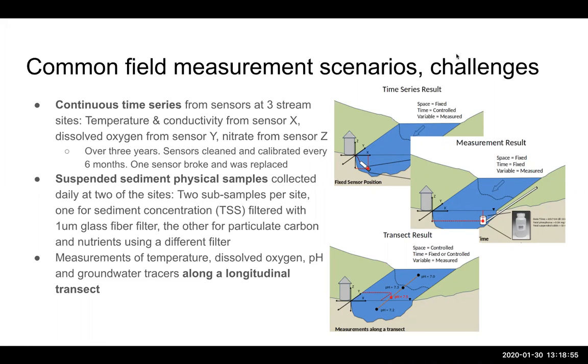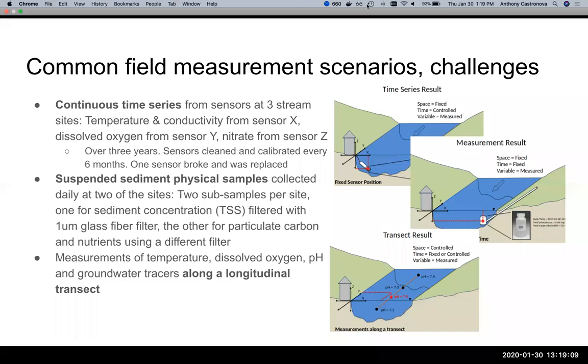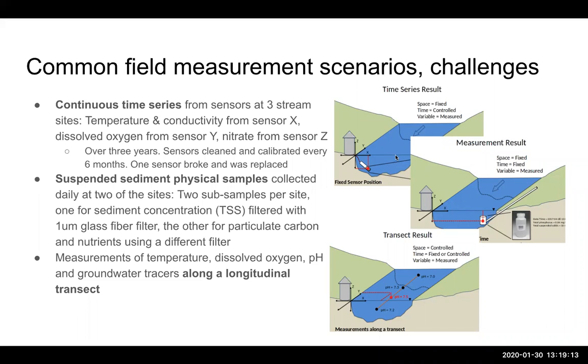Let's say you did this over 3 years, because that's the length of your study. But during that time, you have to clean the sensors because they get dirty. So you have to clean them and recalibrate them to adjust the data. And let's say that you do that every 6 months. But one sensor broke during that period too, and you had to replace it, and maybe you had to replace it with a different brand.